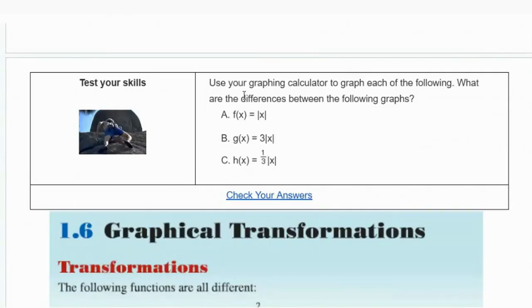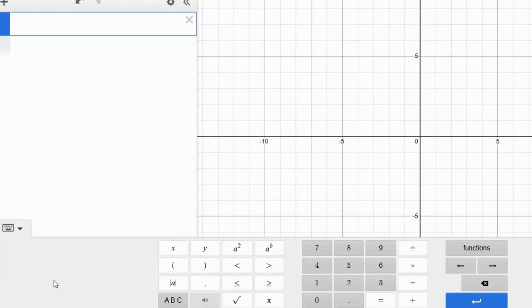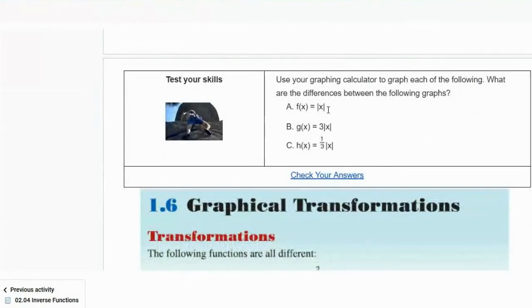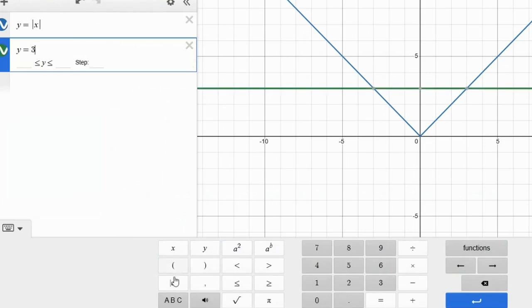It says use your graphing calculator to graph each of the following, and let's see what the differences are. Oh, this is a good one. So we have the absolute value of x, 3 times the absolute value of x, and 1/3 times the absolute value of x. So we can do that right here. Let's open up the little menu down here and grab the absolute value. See, y equals, there's the absolute value symbol. So absolute value of x. All right, that was the first they wanted. And now they want 3 times the absolute value of x.